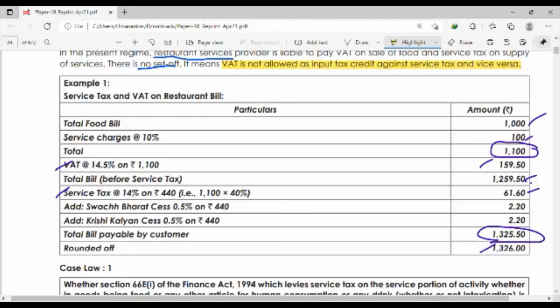So what do you observe here? On the 440 amount, we are paying double taxes, tax on tax. See, we are paying 14.5% VAT and also 14% service tax. And also there is no set-off of the input credit. So there is double tax. This is called cascading tax, the cascading effect. So to eliminate this, GST becomes the solution.